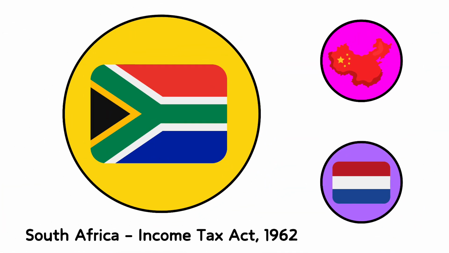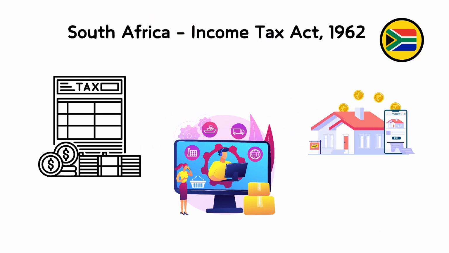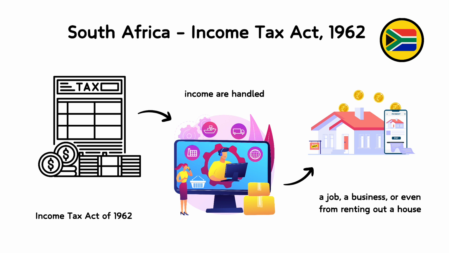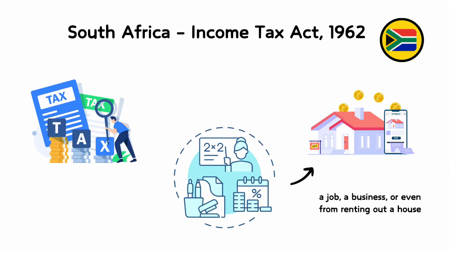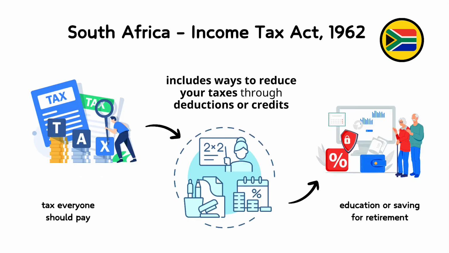South Africa, Income Tax Act 1962. In South Africa, the Income Tax Act of 1962 spells out how taxes on income are handled. This means if you earn money from a job, a business, or even from renting out a house, part of that money has to be paid as tax. The law helps decide how much tax everyone should pay, and it tries to make it fair based on how much you earn. It also includes ways to reduce your taxes through deductions or credits, like spending on education or saving for retirement.